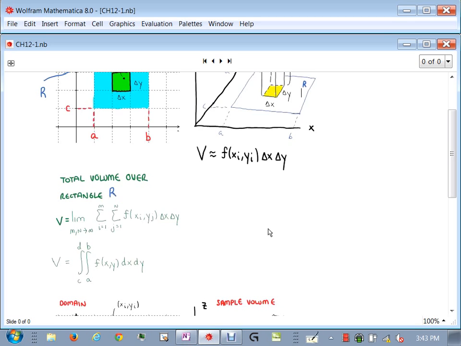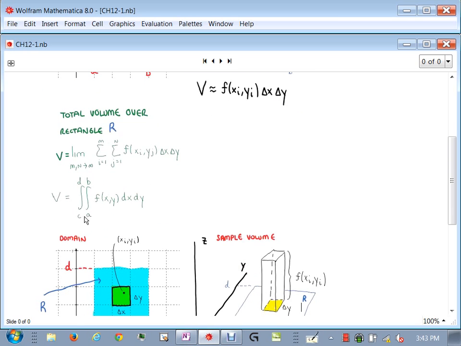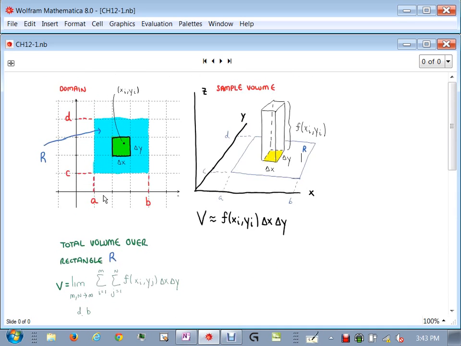But this double sum turns into a double integral. And this f of xi, yi thing here becomes just f of x, y, and this delta x becomes dx, and the delta y becomes dy. And that's your notation for your double integral. Also, notice that we have limits of integration. Our limits of integration A, B and C, D come from the restrictions on x and the restrictions on y.